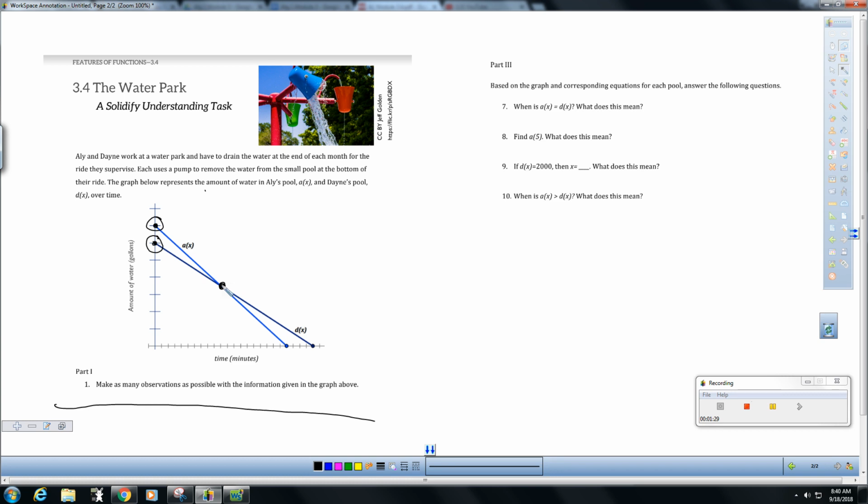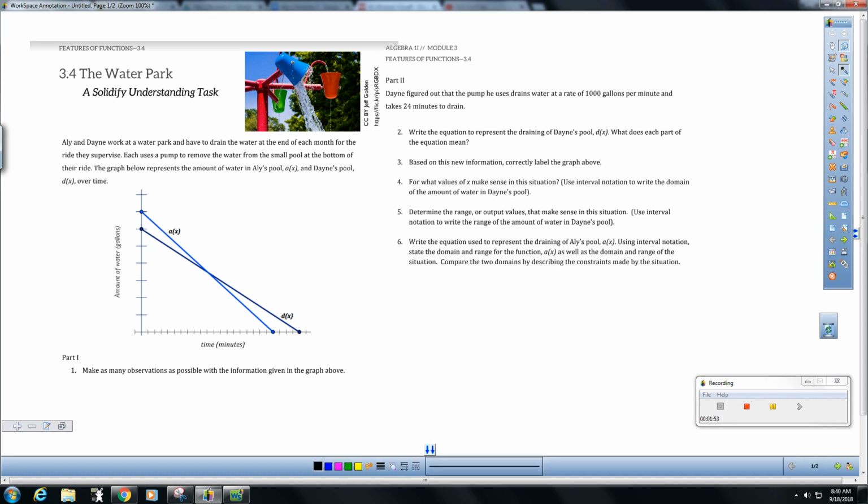Okay, so hold on, let me get back to the beginning here. So, part 2. We're done with part 1. Dane figured out that the pump he uses drains water at a rate of 1,000 gallons per minute, and it takes 24 minutes to drain. Write the equation to represent the draining of Dane's pool. What does each part of the equation mean?